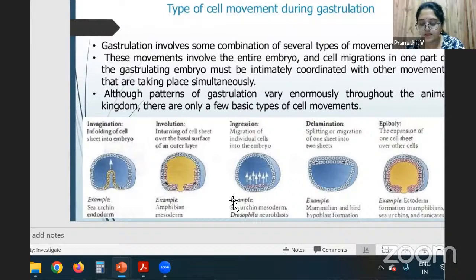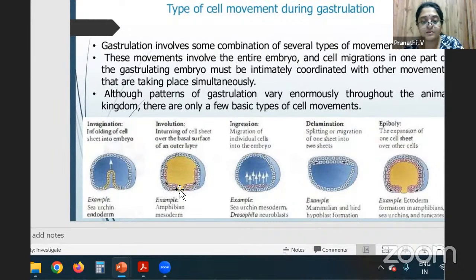So you have polyinvagination in case of reptiles, birds and mammals. And then you have the involution. Involution is where the endodermal blastomeres will roll from the vegetal region of the blastula, spread underneath the surface of the layer of the blastula. So this is seen in amphioxus, birds and mammals.